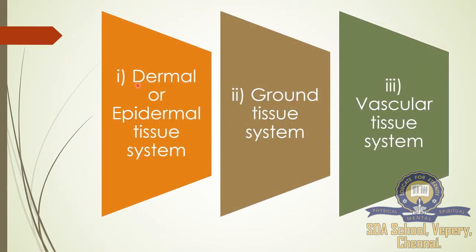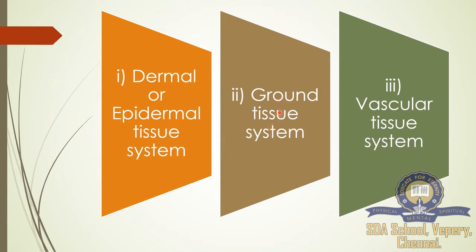Again, we have types of tissue systems: dermal or epidermal tissue system. Dermal is nothing but the skin. Even we, as human beings, have skin throughout our body. In the plant also, the outer skin we can call the dermal or epidermal tissue system. Next, ground tissue system.